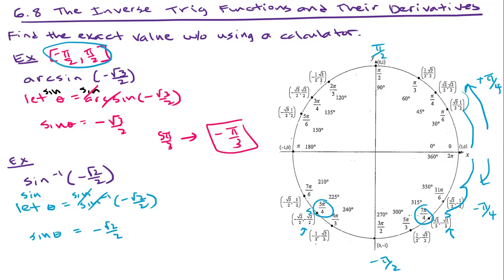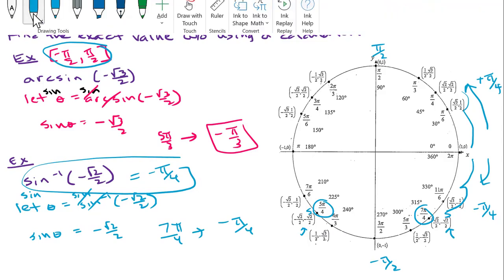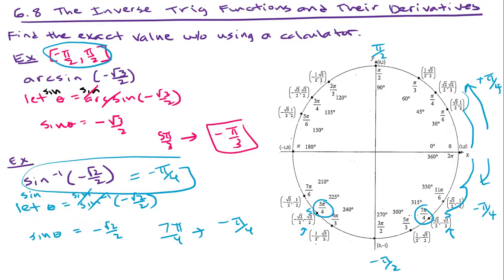All right, so our answer: we were at 7 pi over 4. We found the coterminal angle, which was negative pi over 4. So the answer here should be negative pi over 4. So that's our answer for that. And negative pi over 3 was our answer for the first one.